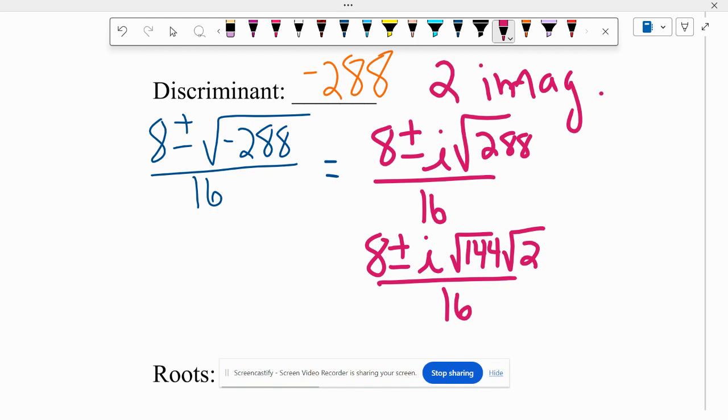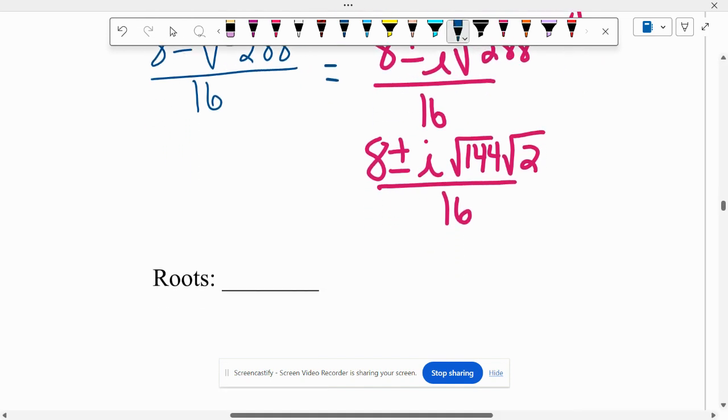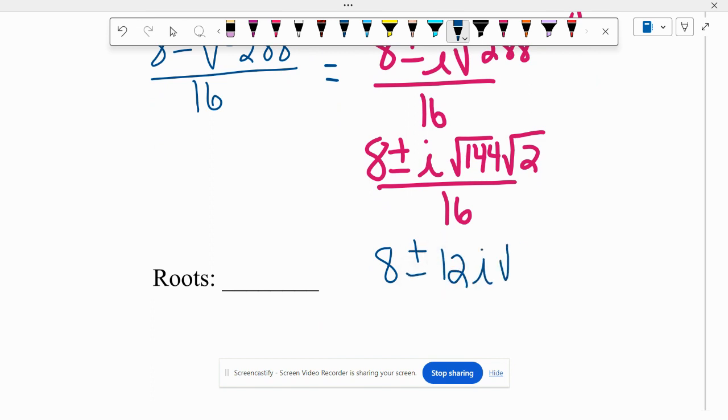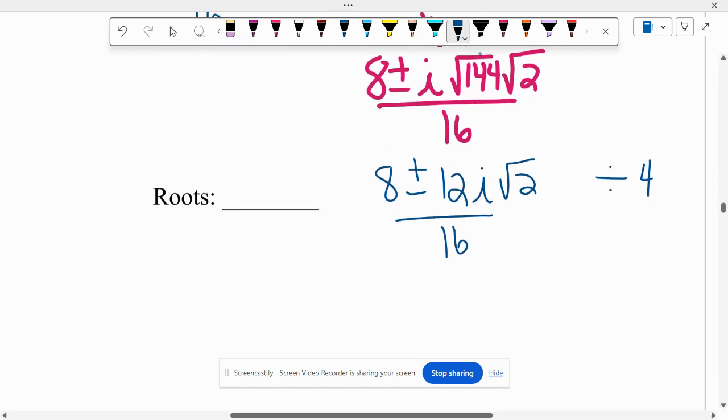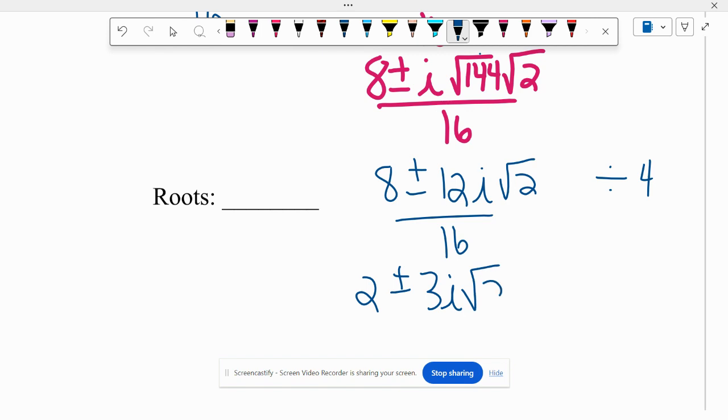Colt, what is the square root of 144? So this is really simplified to 8 plus or minus 12I square root 2 all over 16. Is there some number that goes into both 8, 12, and 16? 4. We're going to divide by 4. So our final answer is 2 plus or minus 3I root 2 all over 4.